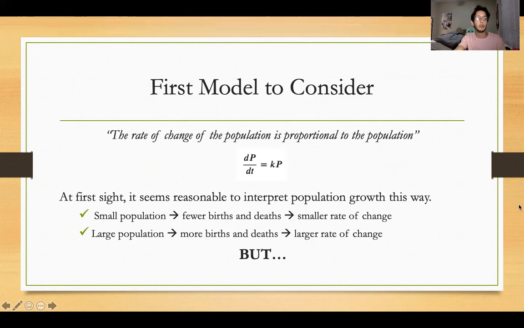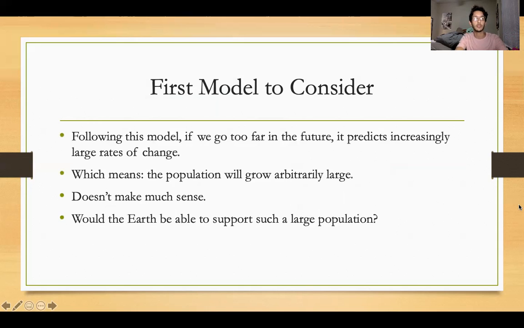But there's a problem with this model. If we keep using it to predict very far into the future, it will predict increasingly large rates of change, meaning that it will predict that the population will grow arbitrarily large. If we stop and think about it, that doesn't make sense, because it's a fact that the Earth doesn't have enough resources to support such a large amount of people.